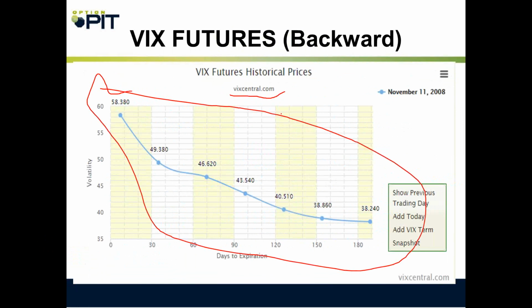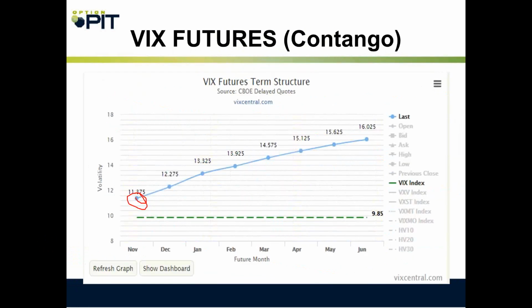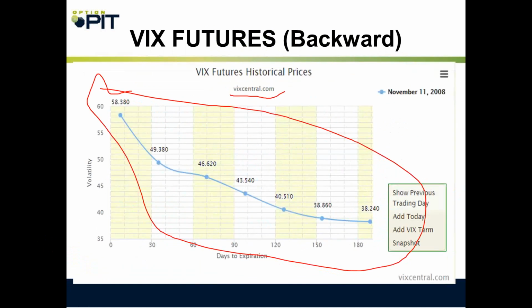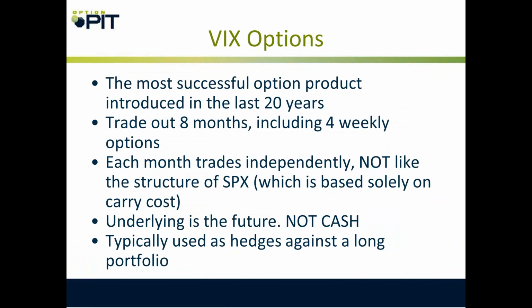All right? This formation is a temper tantrum. This is your child, or somebody else's child, once they've calmed down. That makes sense? Any questions on contango or backwardation?